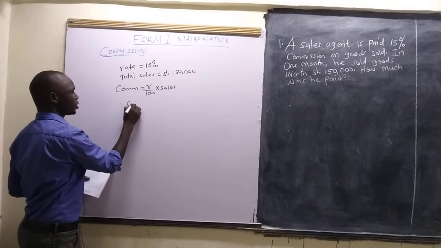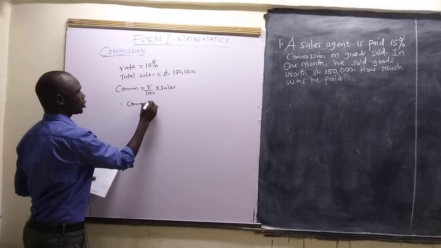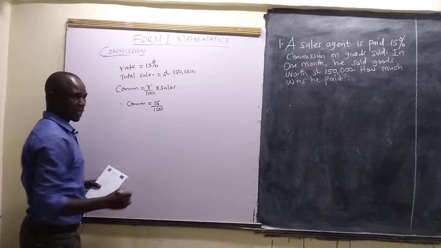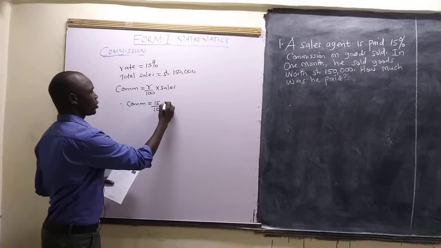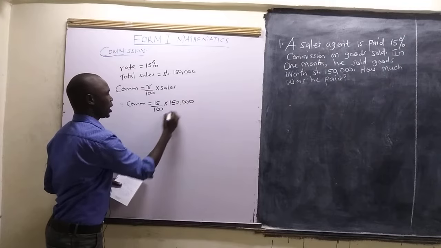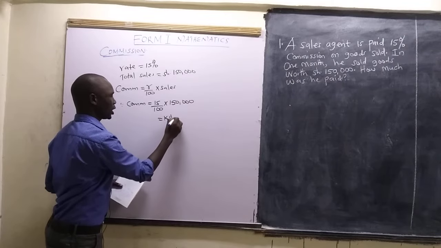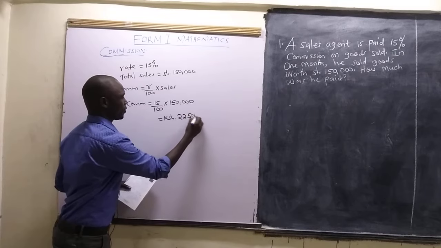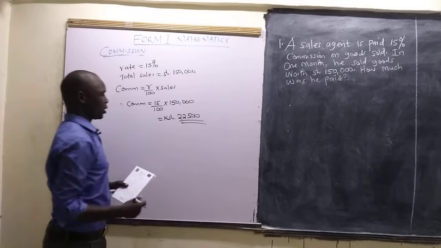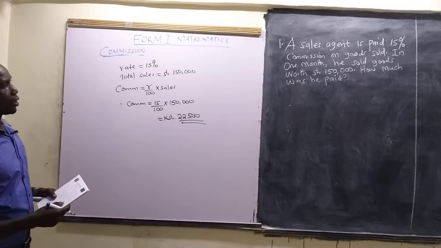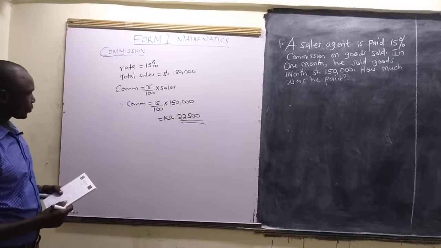Therefore, our commission is going to be equal to the rate, which is 15. 15% means 15 out of 100. Then we multiply by 150,000, and this gives us Kenya shillings 22,500, and that is our commission for this person.